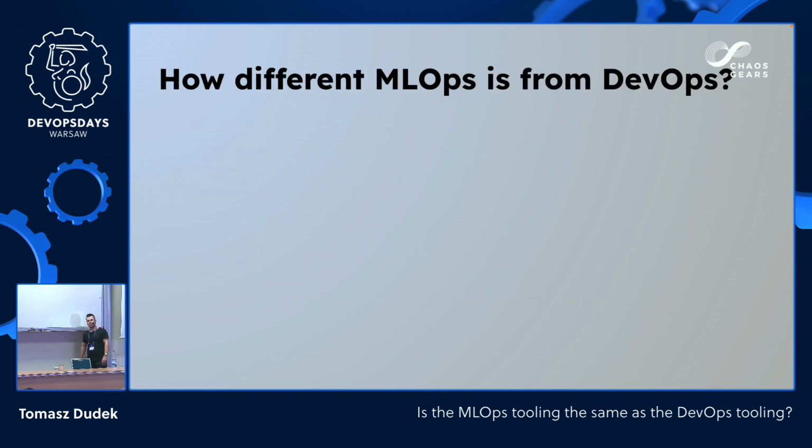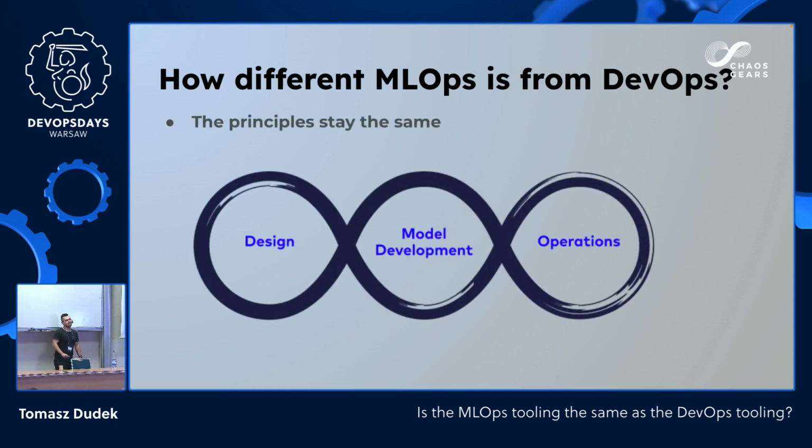So how different is MLOps from DevOps in reality? Well, the principles of it stay absolutely the same. This is about taking the ownership of what you've built. This is about building rock-solid production-grade systems. It's about automating. It's about observability and all those buzzwords in general. If you don't know DevOps, you can pretty much understand MLOps instantly.